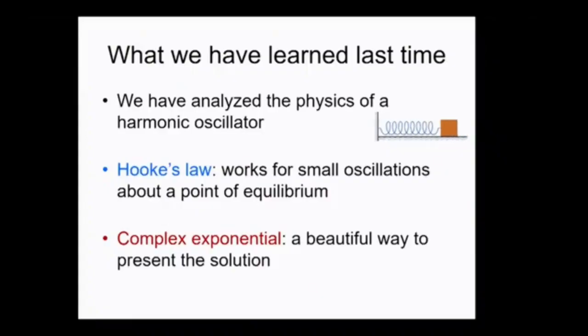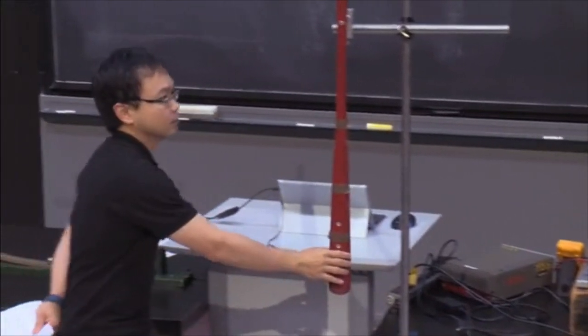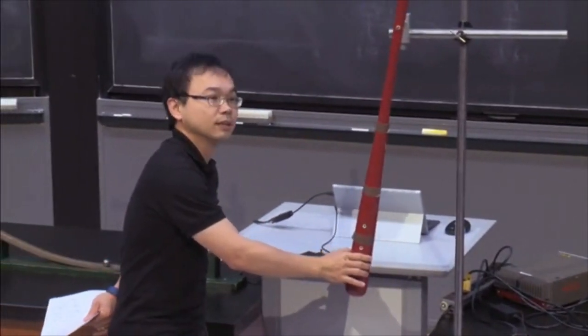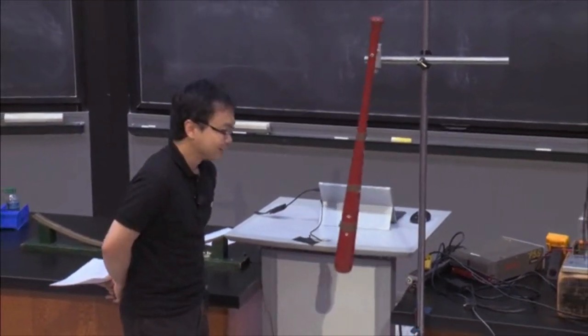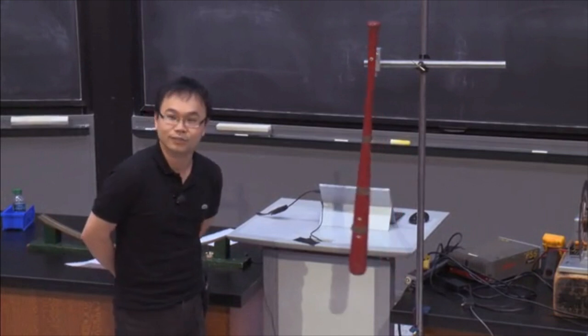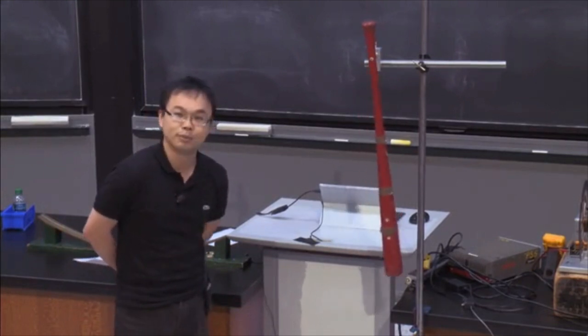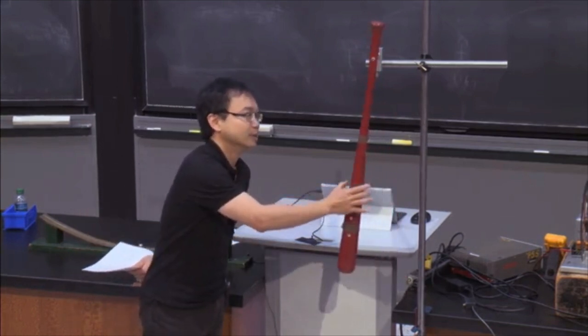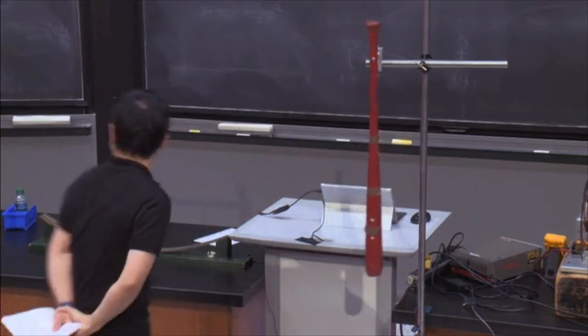Okay? And we also have a little bit more complicated system. For example, this is some kind of rod, and you can fix one point and make it oscillate. And you see that, it also does some kind of harmonic oscillation. But now what is oscillating is the amplitude. The amplitude is the angle with respect to the downward direction.